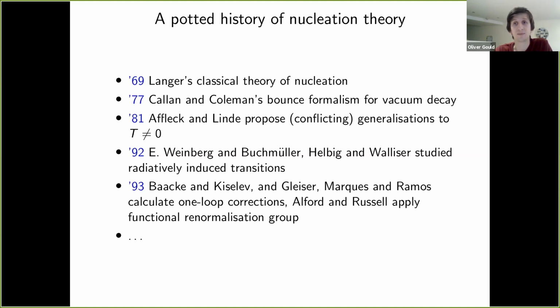Famous papers where they looked at vacuum decay at zero temperature, and they built a formalism to calculate the rate of decay involving something called a bounce. This was then built upon and generalized to non-zero temperature independently by Affleck and Linde in '81. Those generalizations actually conflict, but anyway, they're sort of similar-ish. And then there was further work building on that. Here are a couple that I want to point out. In the early 90s, people studied radiatively induced transitions. And then people applied functional renormalization group methods and calculated one-loop corrections.